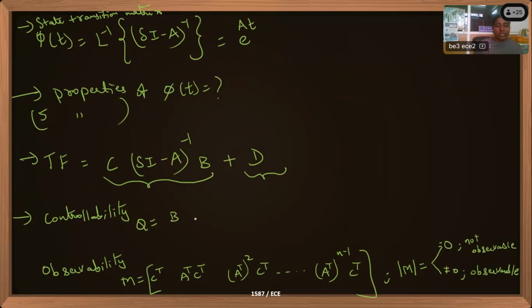Now controllability: the matrix is B, AB, A squared B, and so on, up to A power n minus 1 into B. You find the matrix Q first, then take its determinant. If this det is equal to 0, the system is not controllable. 0 means we cannot do anything. 0 is 0. We cannot go with any analysis.